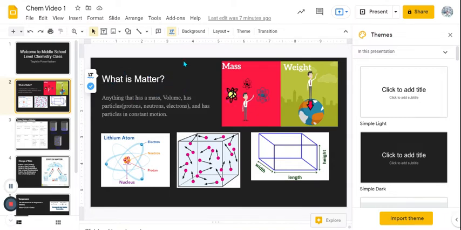Okay, so what is matter? Matter is anything that has mass, volume, and has particles: protons, neutrons, electrons. And here's a model, and it has particles in constant motion.